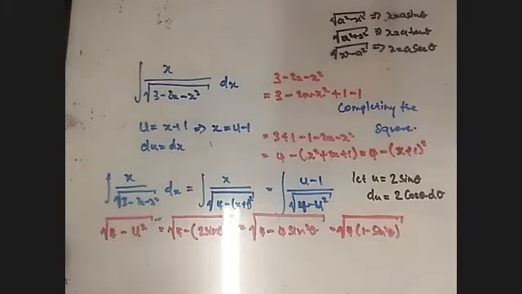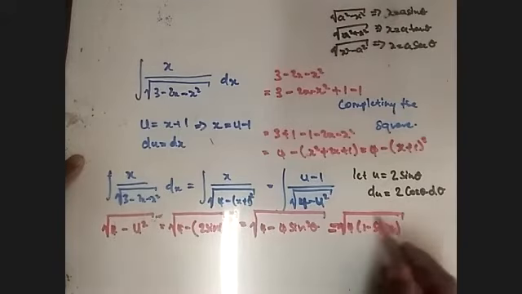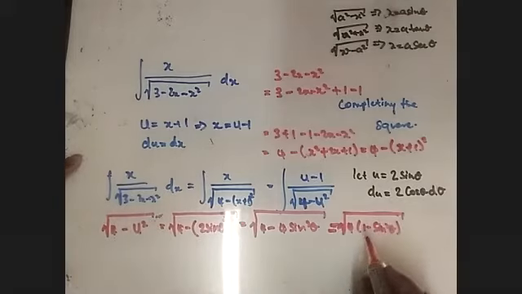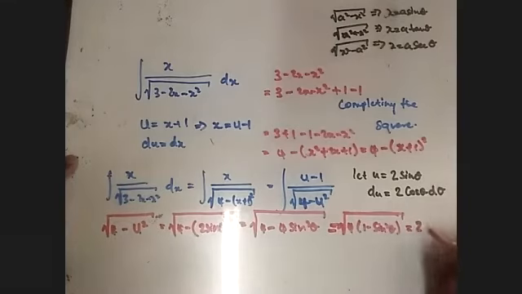Okay. So this is what happens now. We know what this represents. 1 minus sine squared of theta can be written as cos squared of theta, and the square root of 4 is just 2. So my final answer becomes this.